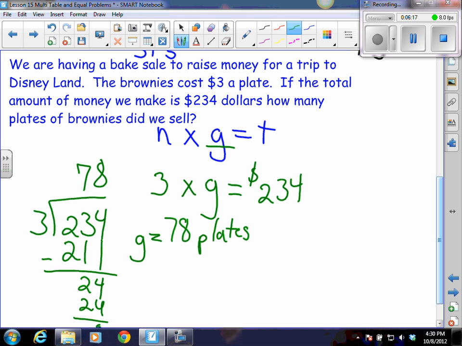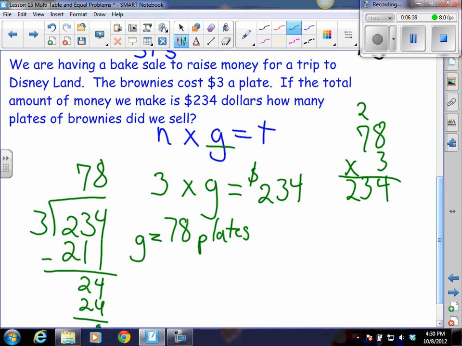We can double check our work by taking that 78 and multiplying by 3. 3 times 8, 4 goes down, 2 goes up. 3 times 7 is 21 plus 2 gives us a 23. And so our answer is correct.